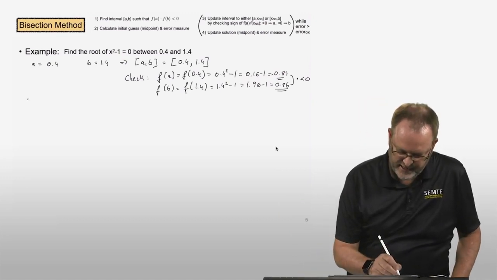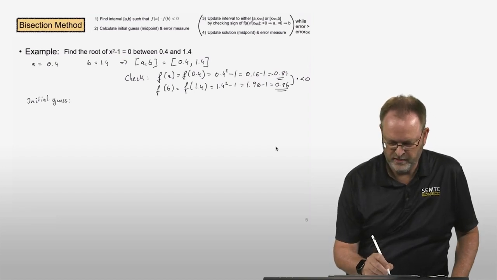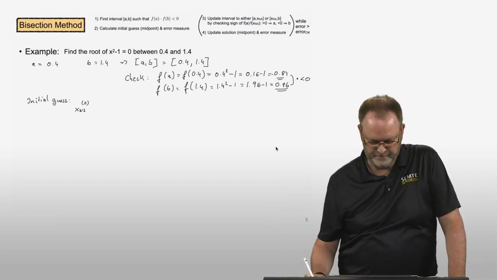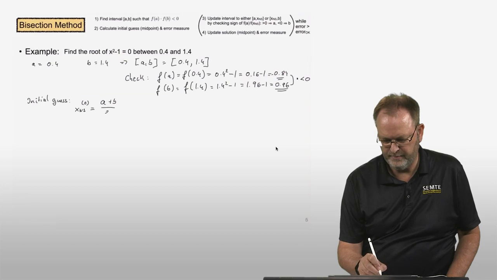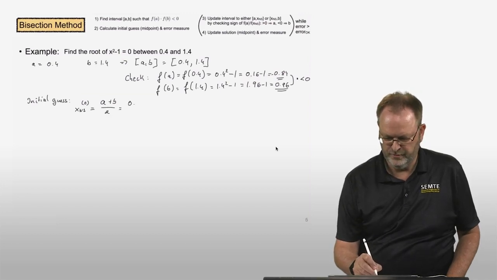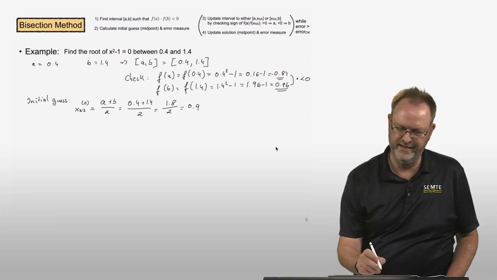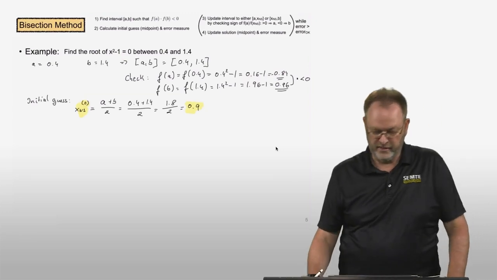So I can then calculate my initial guess for this interval. That's the numerical solution, and I'm going to write here as a superscript in round parentheses the index number, and I'm going to use the number 0 for the initial guess. So that's the midpoint of this interval, so a plus b divided by 2. That would be 0.4 plus 1.4 divided by 2. It's 1.8 divided by 2. That's equal to 0.9. So this 0.9 is my initial numerical solution guess.